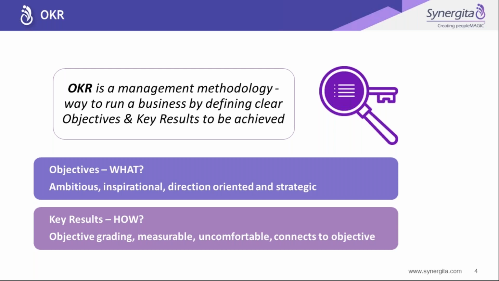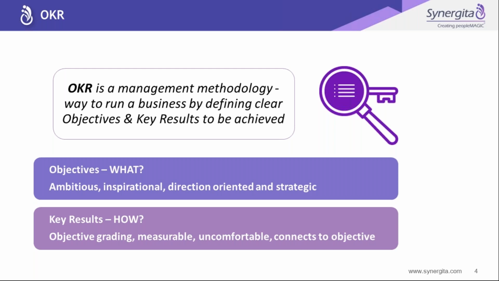And as you see, objectives deal with the what. What do you want to achieve actually? Generally, objectives are ambitious and inspirational in nature, and they set the direction as well as the strategy of the organization. So that is what the objective is all about. What do you want to achieve is the objective.